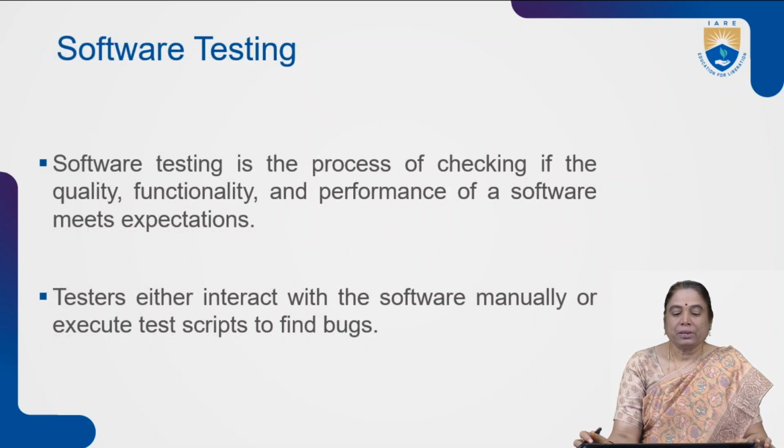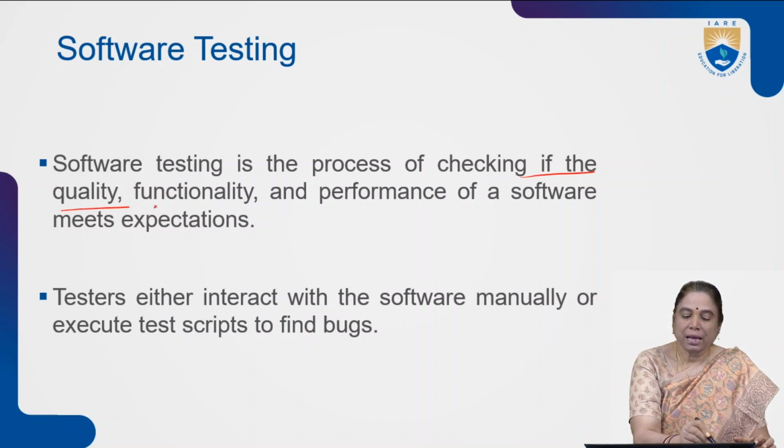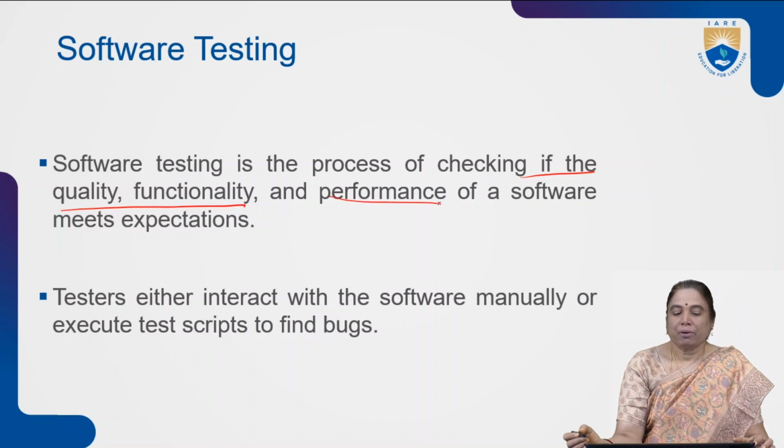So the software testing is the process of checking the quality, the functionality, performance of the software that meets user expectations or the requirements. Tester either interact with the software manually or execute test script to find the bugs. So two alternative methods are there: manual testing and automation testing. This automation testing is generally performed with popular automation testing tools like Selenium, WinRunner, QTP, Test Director, TestLink, etc.